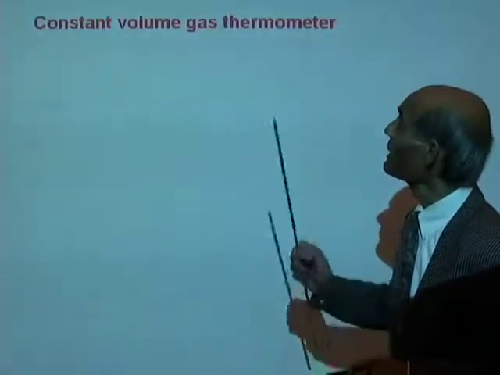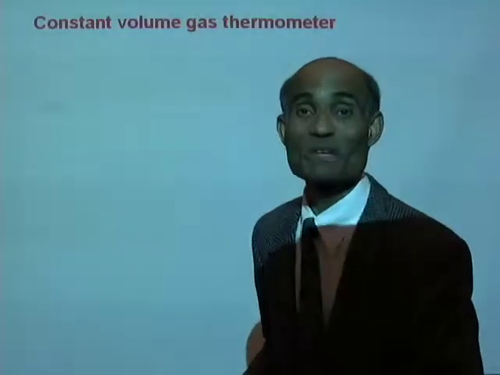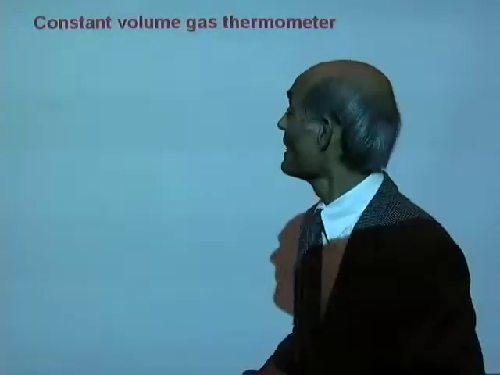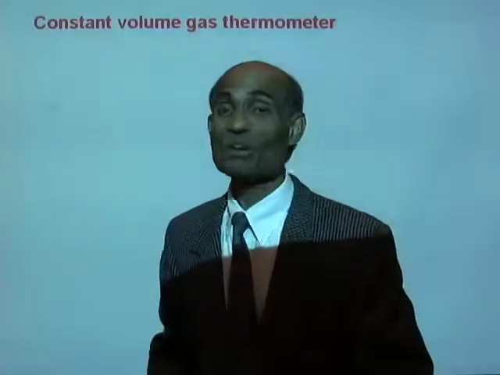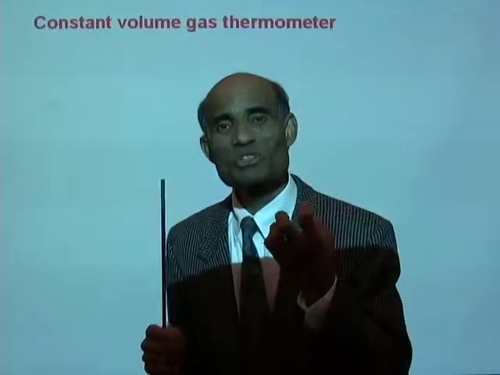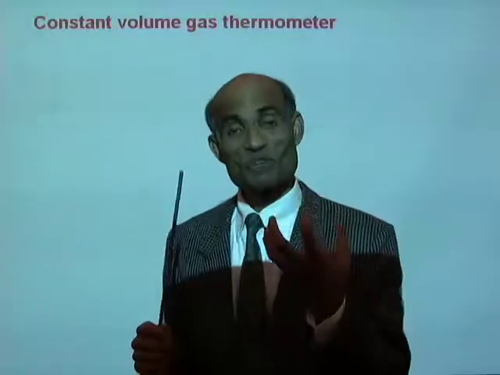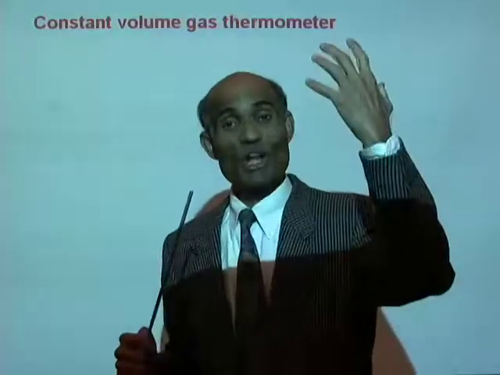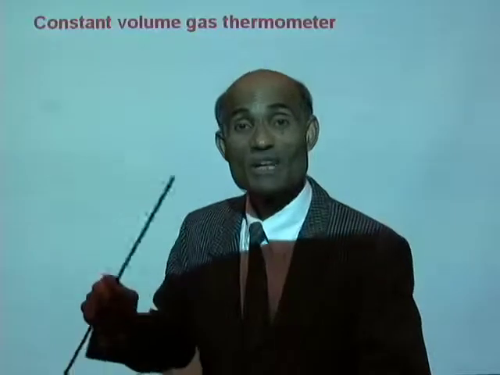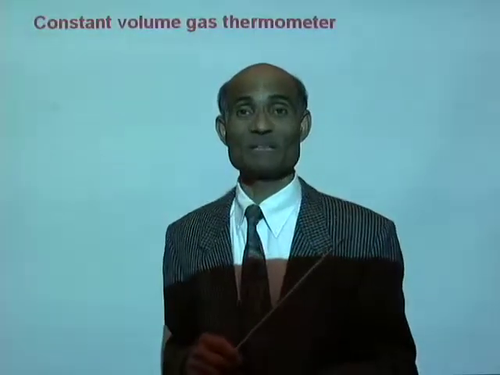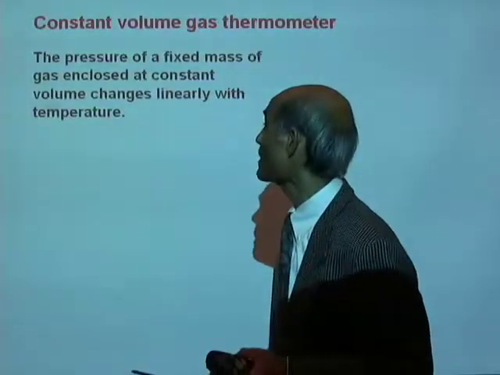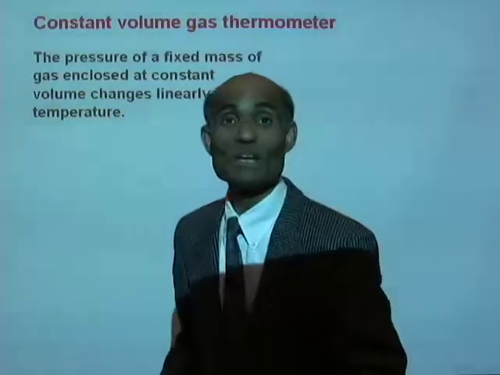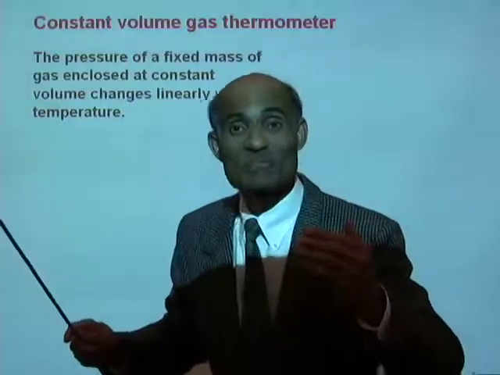Okay, let's now talk about a different kind of thermometer. There is another kind of thermometer which is called a constant volume gas thermometer. Now very often mercury thermometers are not very useful to measure very small temperatures or very large temperatures. You need some other kind of thermometer. Now, the pressure of a fixed mass of gas enclosed at a constant volume changes linearly with temperature.